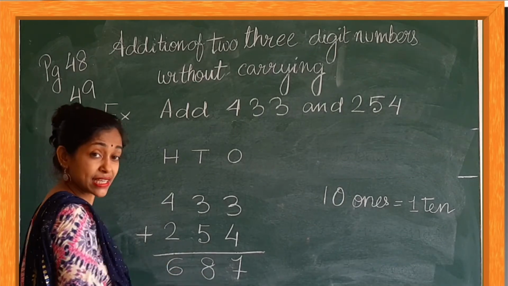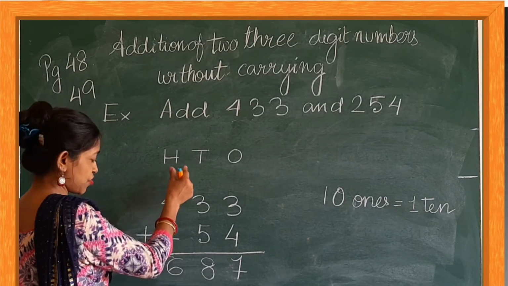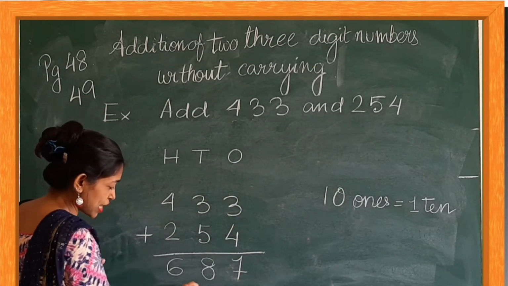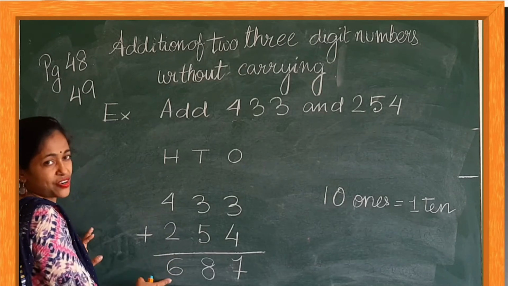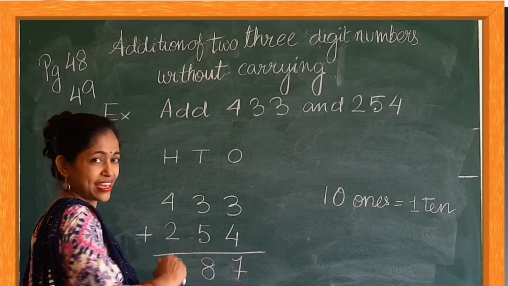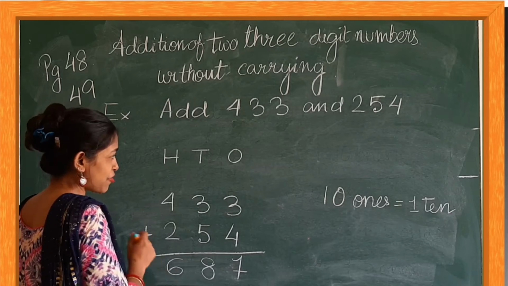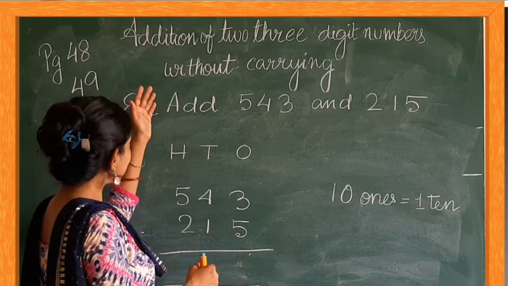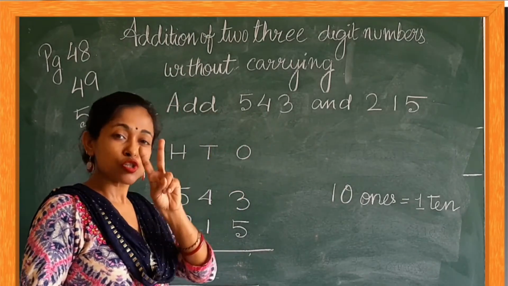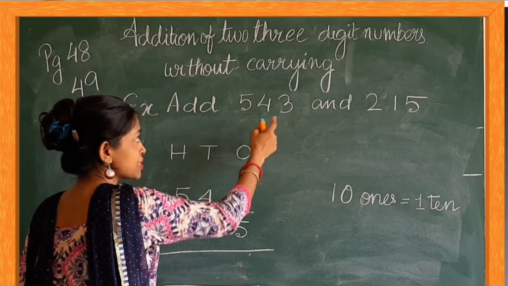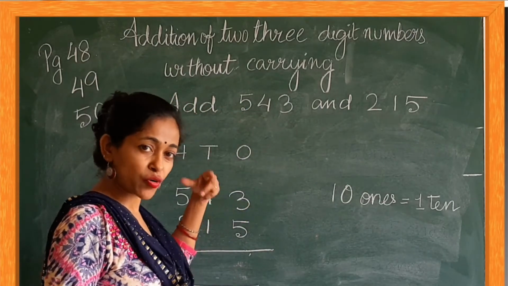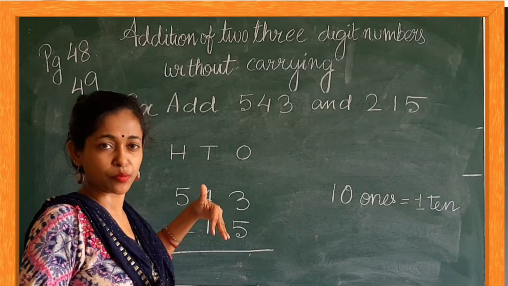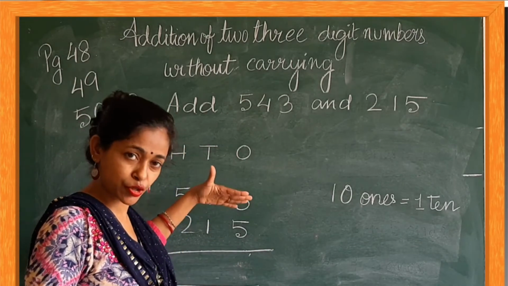So with this it becomes 600, 8 tens, 7 ones. So the answer is 687. Very nice. Lovely. I hope you have understood. So kids, let's understand addition of two 3-digit numbers without carrying. We have already seen, this is the second example which I am explaining on the board. You have to do this in your notebook.